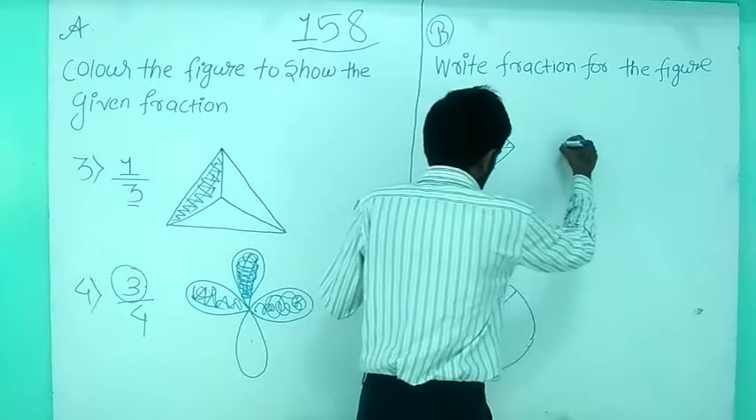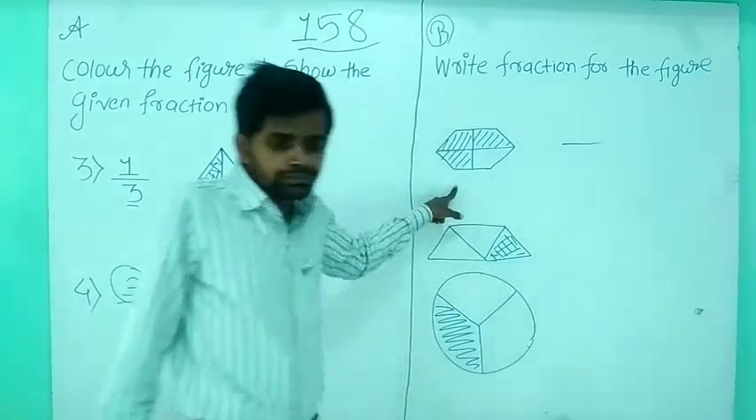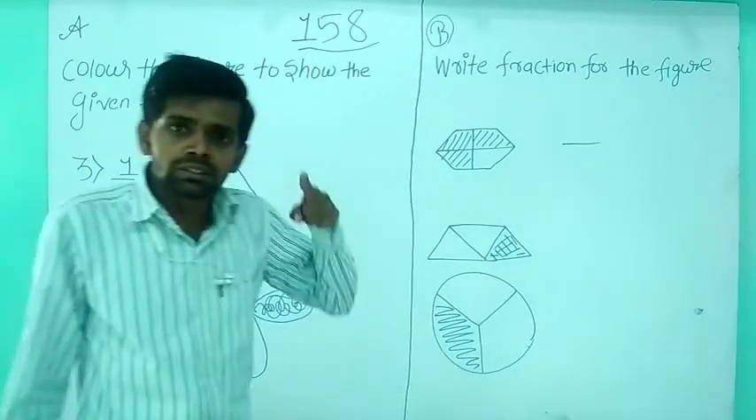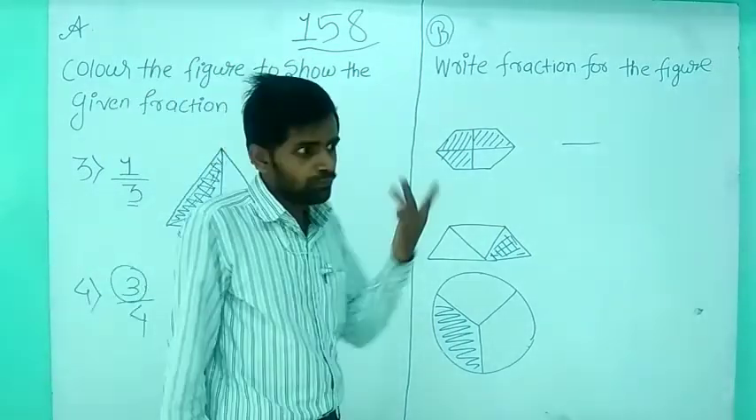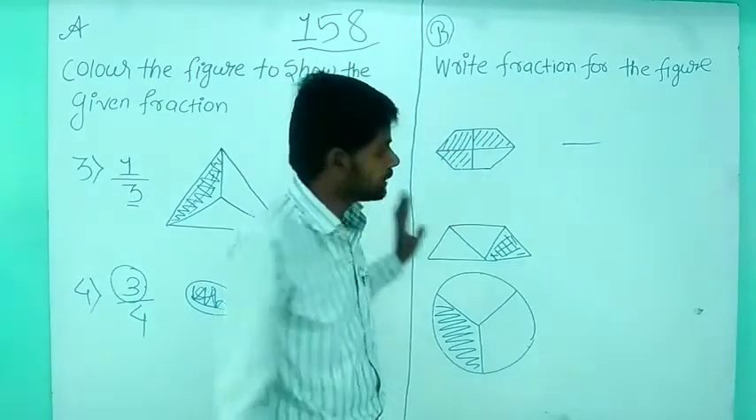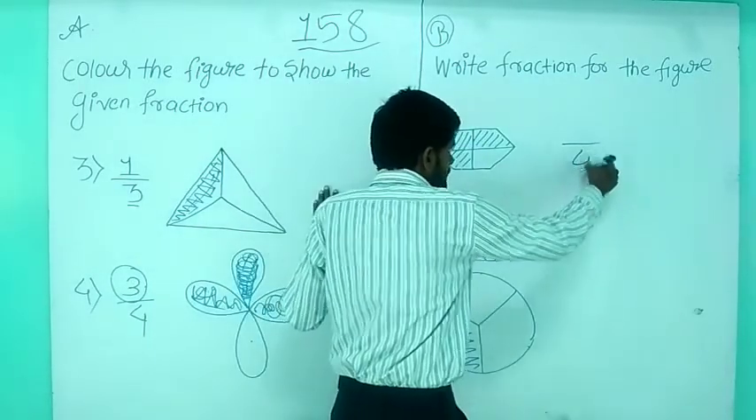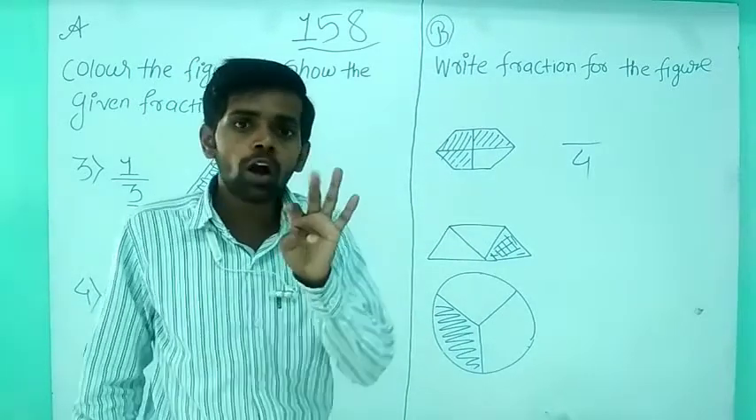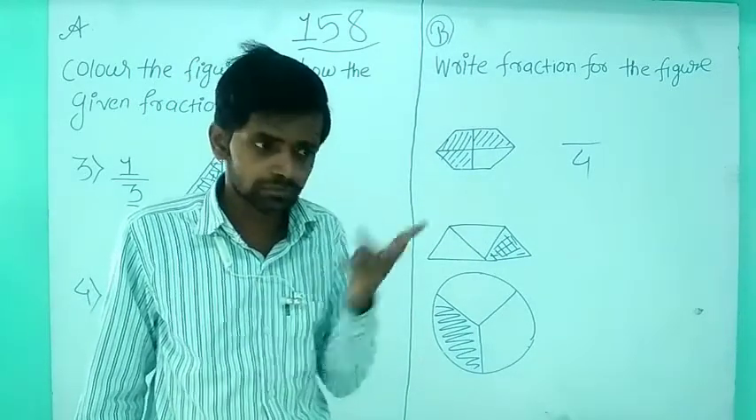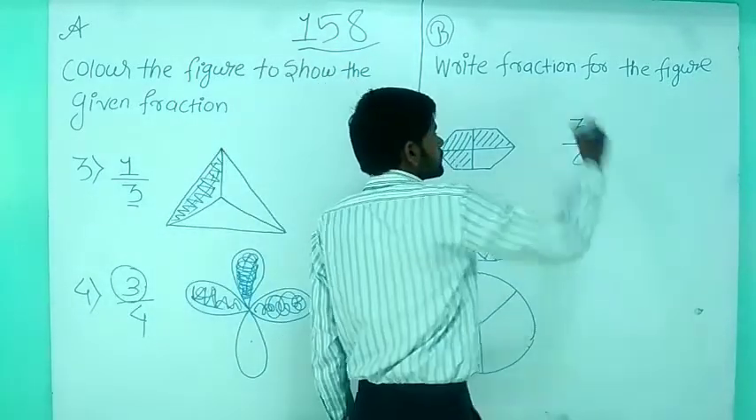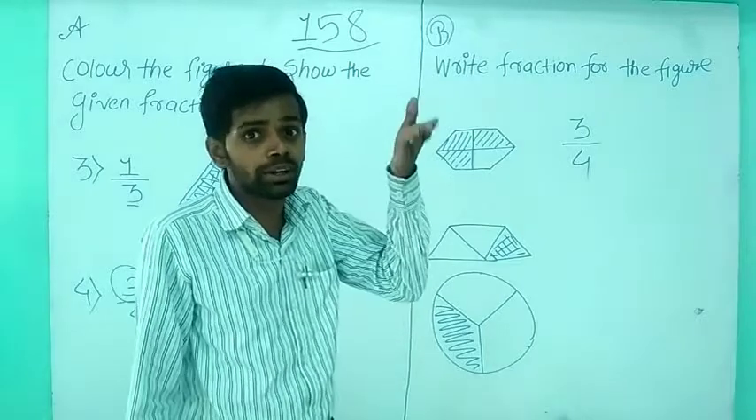So as you can see, it is a figure which is a second figure. Okay, this is the second number figure. The total number of parts is 4. 1, 2, 3 and 4. So we will write total number of parts downside, and out of the 4 parts, how many number of parts are colored? 3. तो 3 लिखेंगे छत के ऊपर, that means in the numerator.